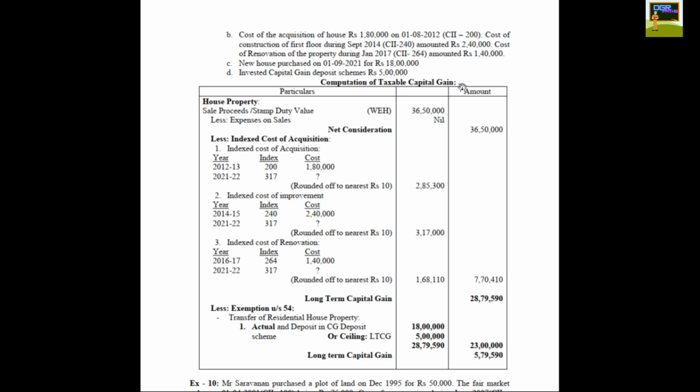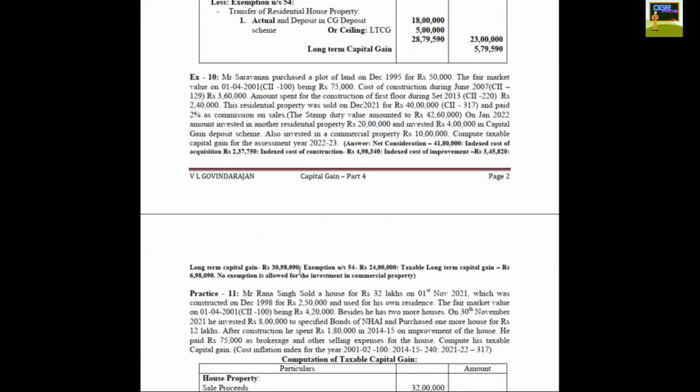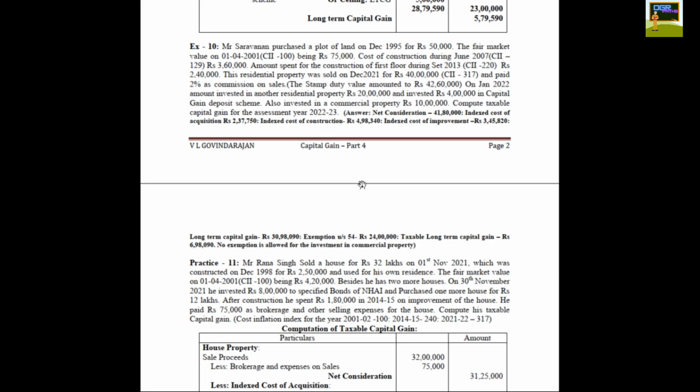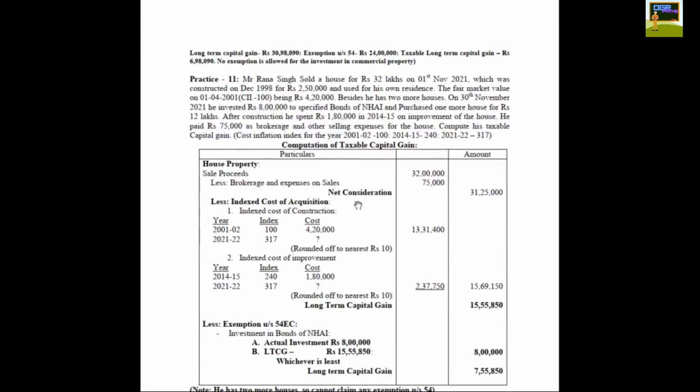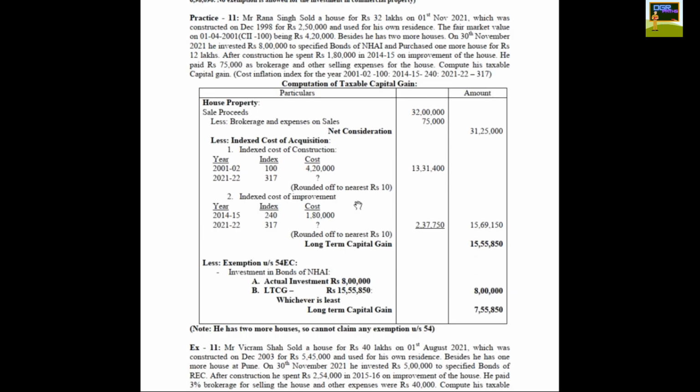Okay, in the same pattern, the listeners can practice exercise 10. Now practice 11. Mr. Rana Singh sold a house for rupees 32 lakh on 1st November 21, which was constructed in December 98 for rupees 2 lakh 50 and used for his own residence. The fair market value on 1st April 2001, because it was acquired in December 98, was given as 4,20,000.